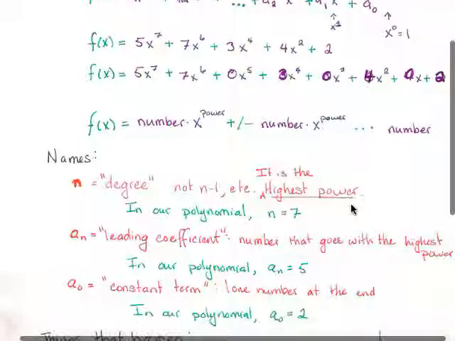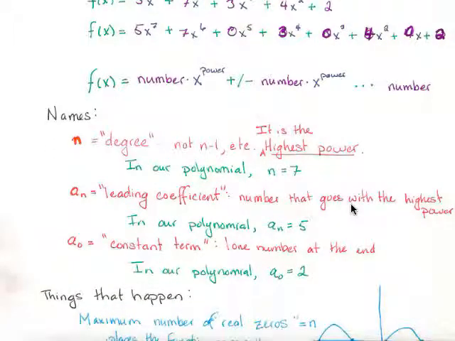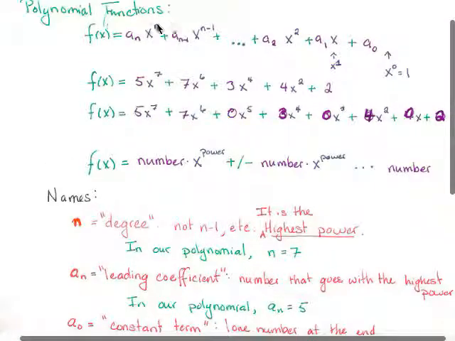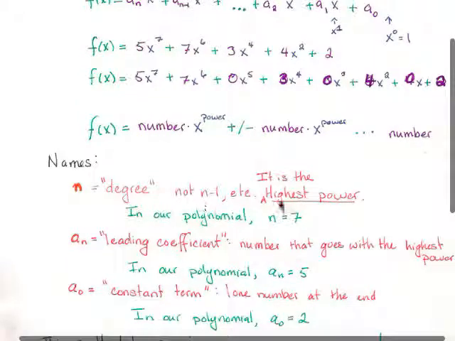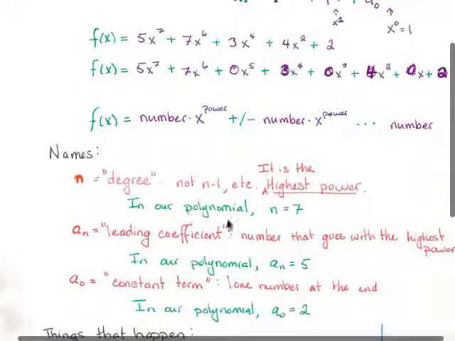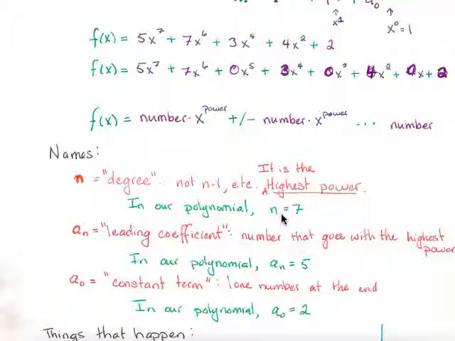Okay, a couple names associated with polynomial functions. The first one I'll talk about is degree. We call n the degree. As you can see from up here, n was our highest power. So in our polynomial that we had right here, the highest power we have is 7. So we say that n equals 7, or you could say that the degree is 7.